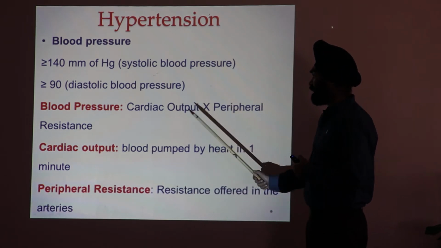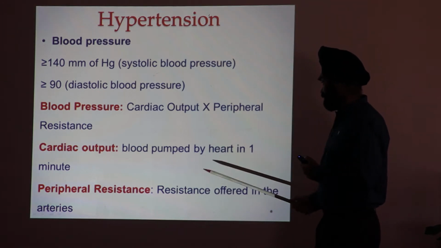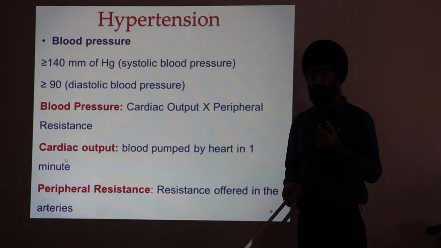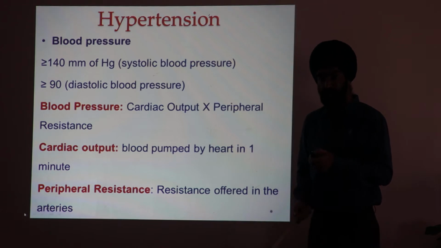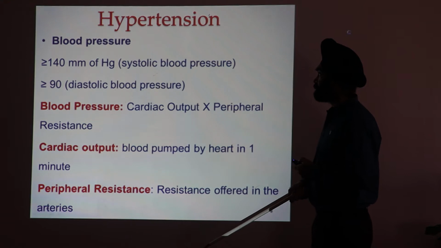The second thing is the peripheral resistance, which is related to the blood vessels, that is, the arteries. That means the resistance offered in the arteries. Because of that resistance, there is a blood pressure. And this resistance ultimately depends on the diameter of the arteries. The larger the diameter, obviously the lesser the resistance.